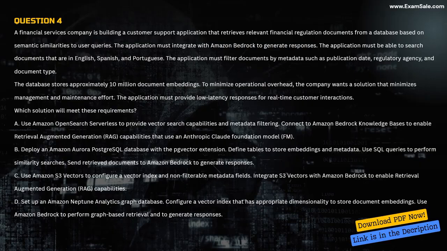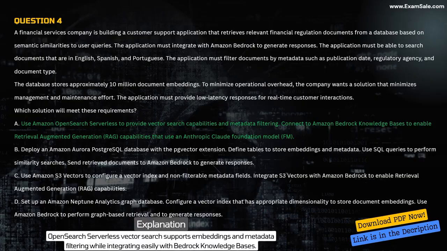Correct answer A. Use Amazon OpenSearch Serverless to provide vector search capabilities and metadata filtering. Connect to Amazon Bedrock knowledge bases to enable retrieval-augmented generation (RAG) capabilities that use an Anthropic Claude foundation model (FM). Explanation: OpenSearch Serverless vector search supports embeddings and metadata filtering while integrating easily with Bedrock knowledge bases.